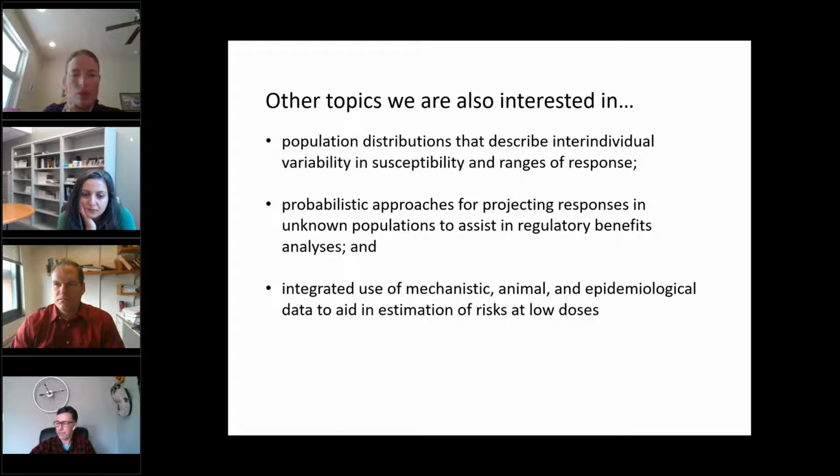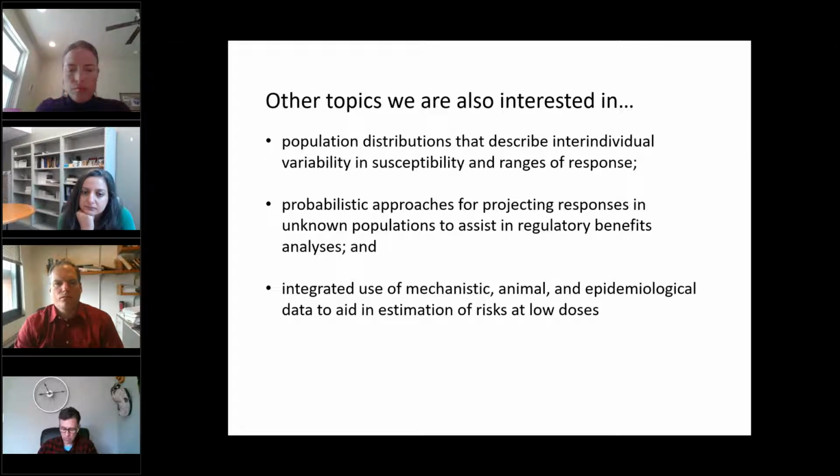There's other things that we're interested in as well. We're interested in how population distributions could tell us a little bit about susceptible populations and the ranges of their susceptibility. We're also interested in probabilistic approaches in order to be able to predict or project responses in unknown populations in order to help assist in regulatory areas and analyses. And we're also interested in integrating the use of mechanistic information, animal information, and human data to aid in the estimation of risks at low doses.